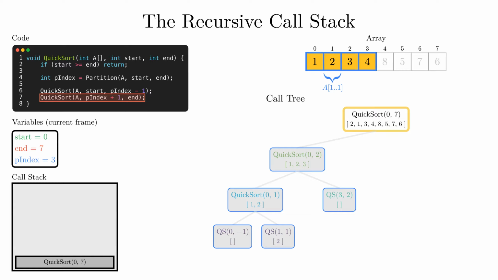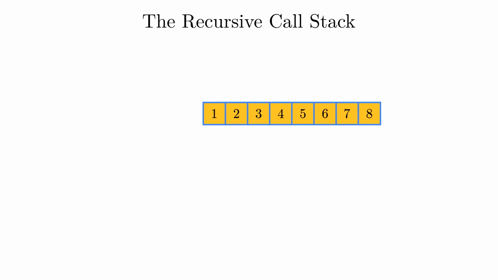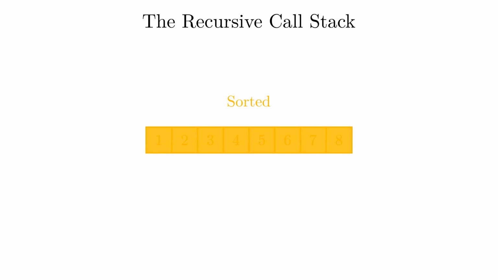Quicksort 4 to 7. It is pushed, and the very same fractal of partitions plays out on the right. Partition after partition, each pivot snaps into place until the right half is sorted. 5, 6, 7, 8. Every call has returned. The stack is empty, and every element is locked in its final position. From a scramble of 8 numbers to perfect order, built entirely from one small idea. Partition, then recurse.